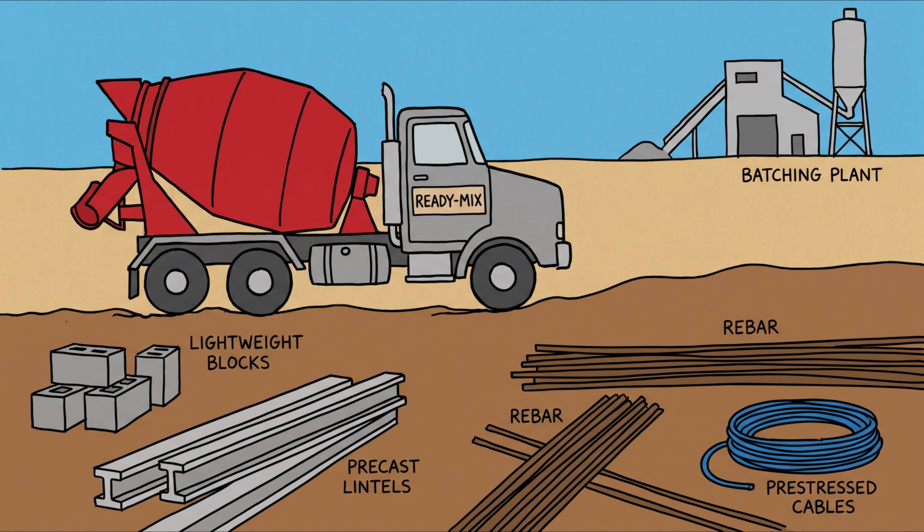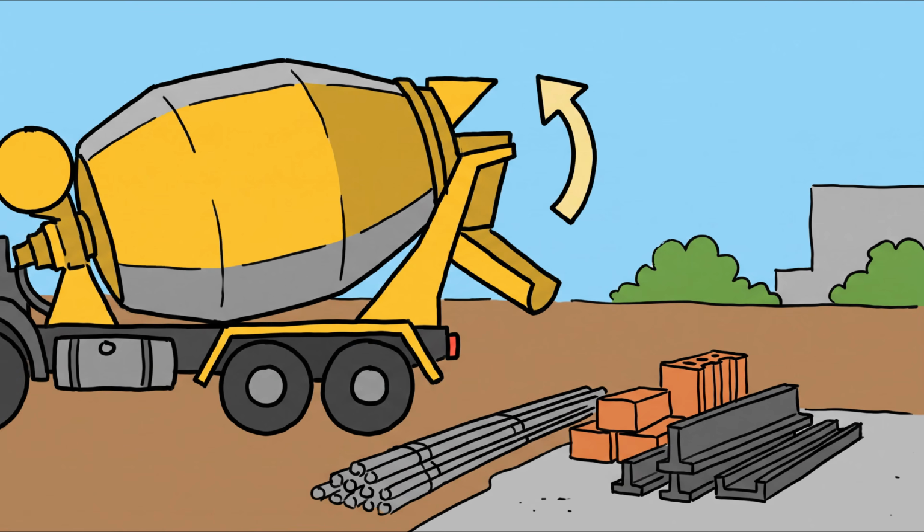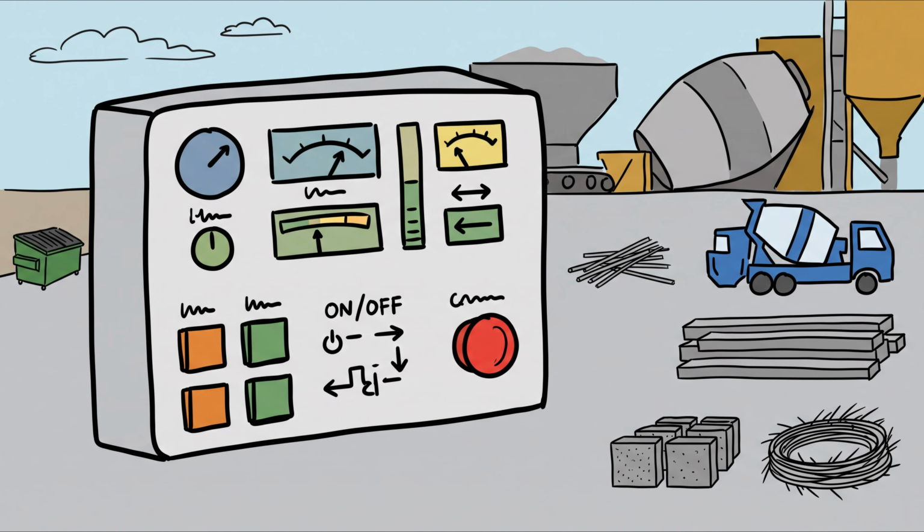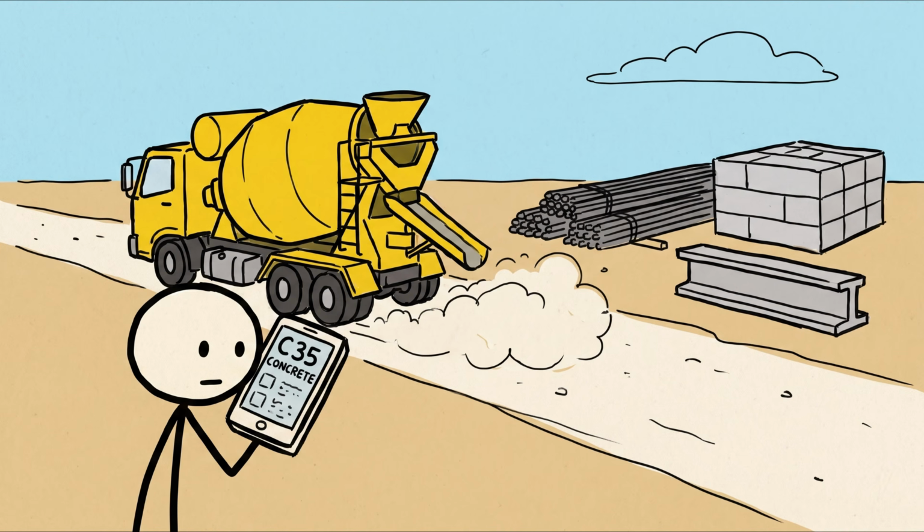Number 2. Ready-mix concrete. Same ingredients as plain concrete, but mixed at a batching plant and delivered to site in a truck with a rotating drum. The drum keeps turning so the concrete doesn't set during the journey. Ready-mix is the most widely used concrete in commercial construction worldwide. The mix is controlled by computers at the plant, so every batch is exactly the same strength. You tell them what grade you need, it arrives, you pour it.